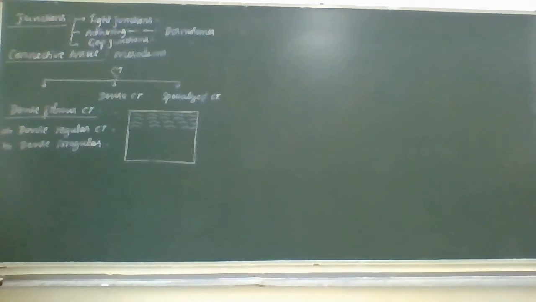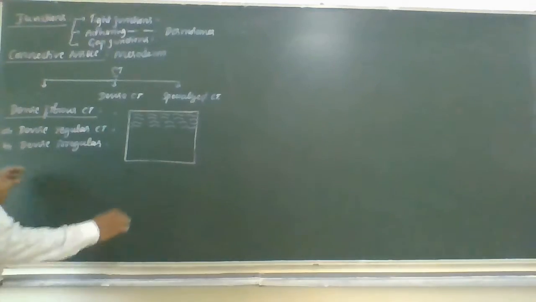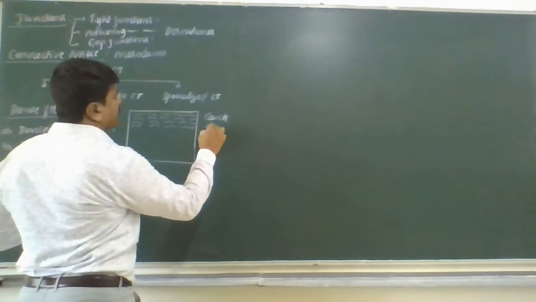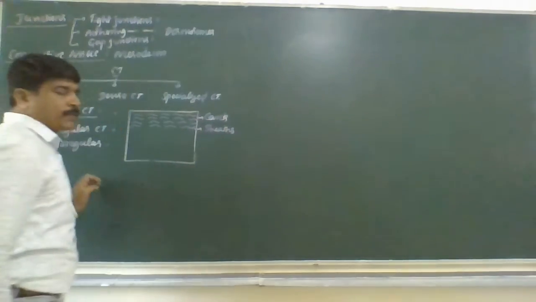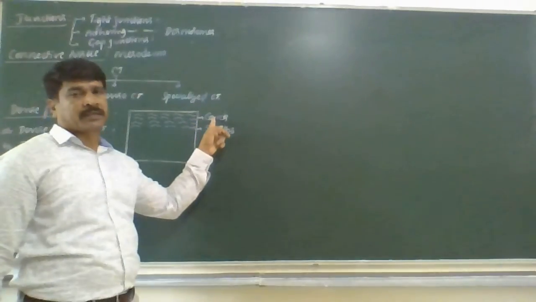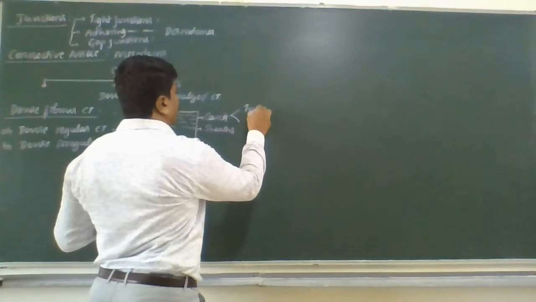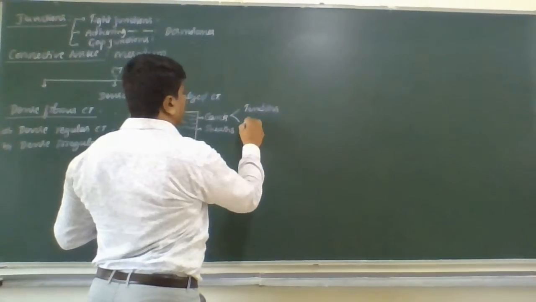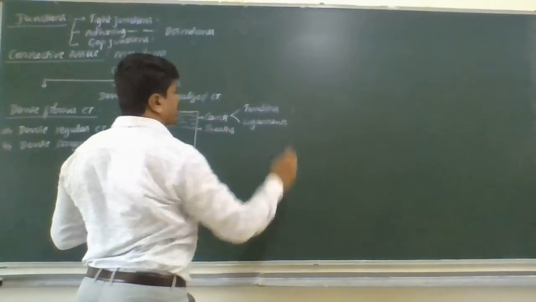Present in rows between the parallel bundles. This tissue forms two types of structures, namely cords and sheaths. There are two types of cords: the tendons and ligaments.